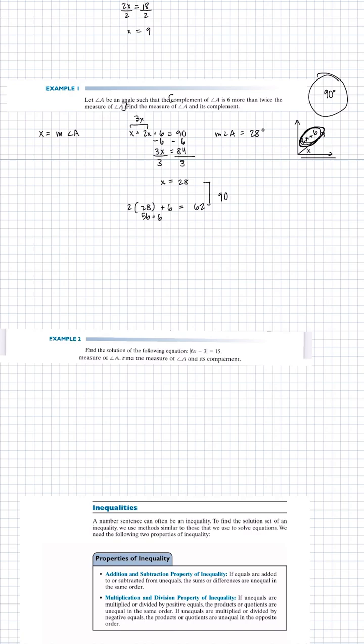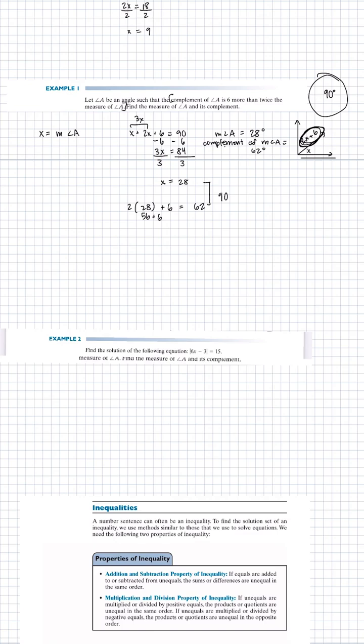So I'm going to write down our answer. First off, the measure of angle A equals 28, and the complement of the measurement of angle A equals 62 degrees. I spelled that wrong.